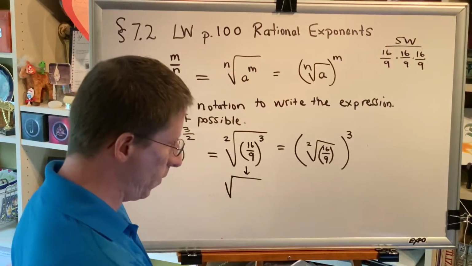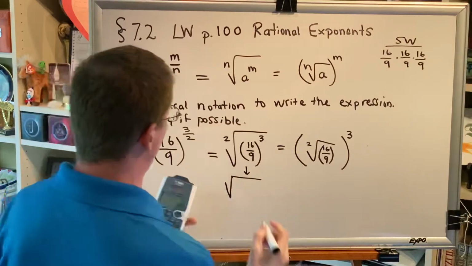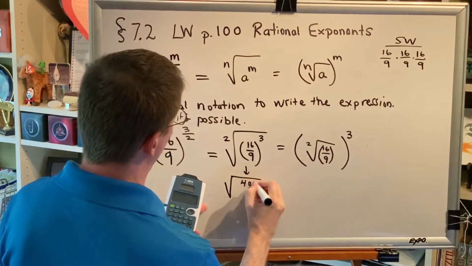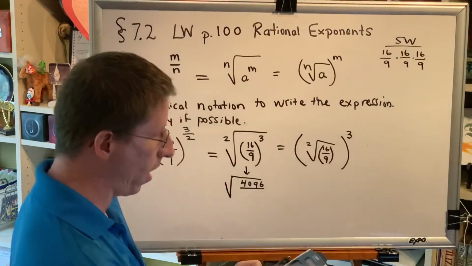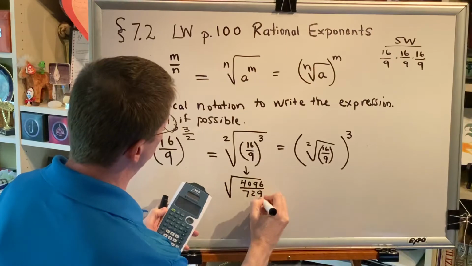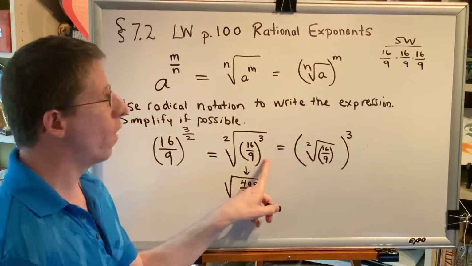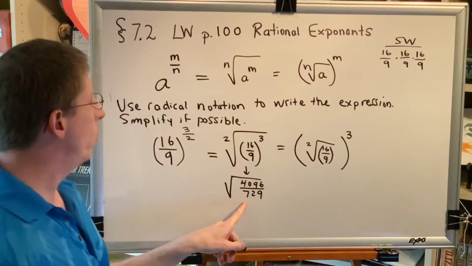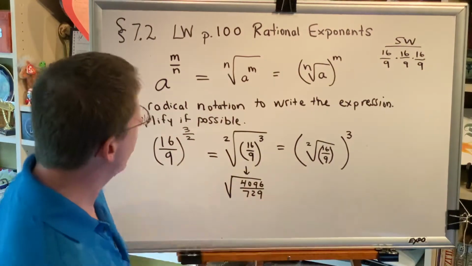16 times 16 times 16 is 4,096. And 9 times 9 times 9 is 729. So, if we decide to use this part of our formula, we'd have to find the square root of this fraction with some rather large numbers. Let's turn our attention to this one.